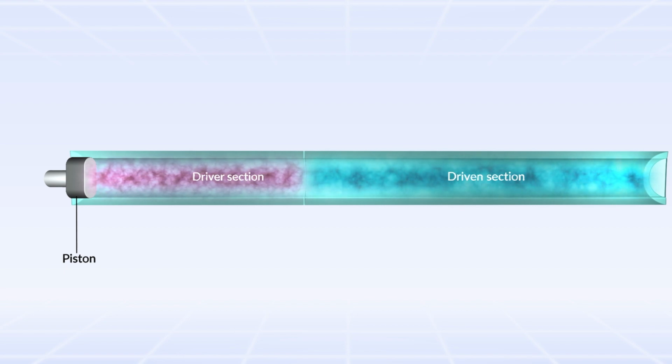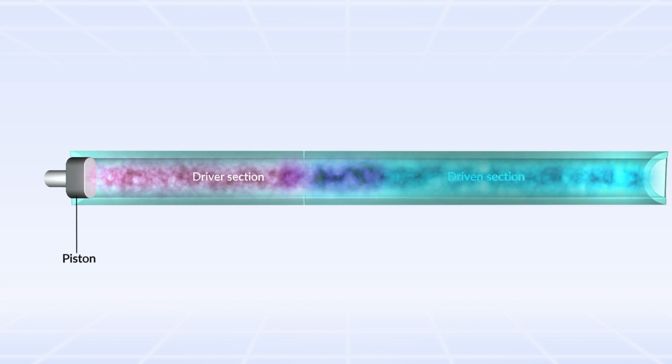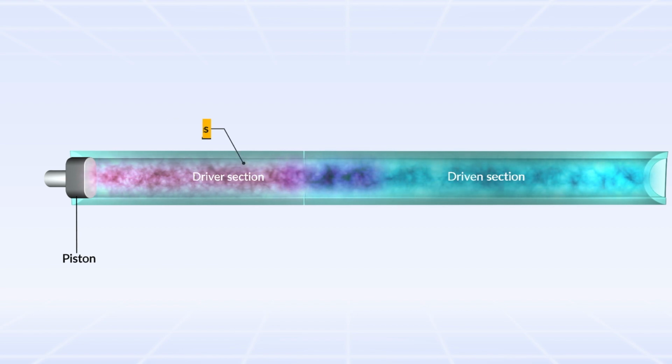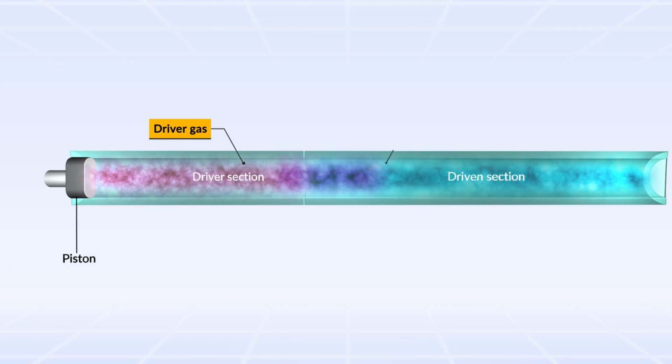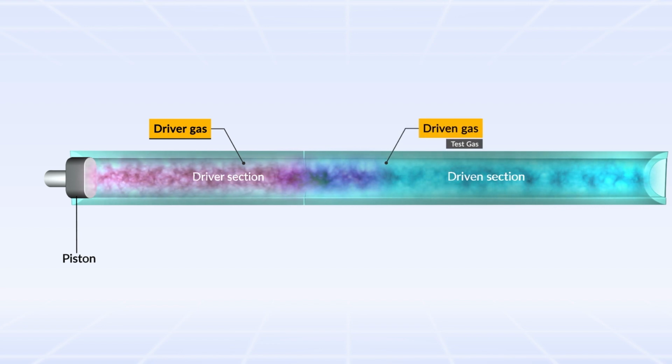Hence, the section which drives the gas from one section to the other using a piston is called the driver section, and the section where the existing gas gets impacted due to the infusion from the driver section is called the driven section. This also explains why the gas in the driver section is called driver gas and the gas in the driven section is called driven gas or test gas.